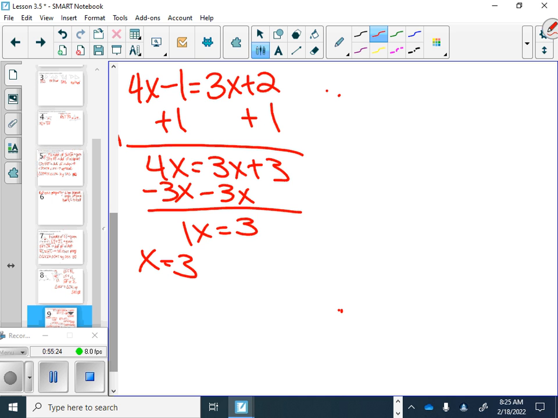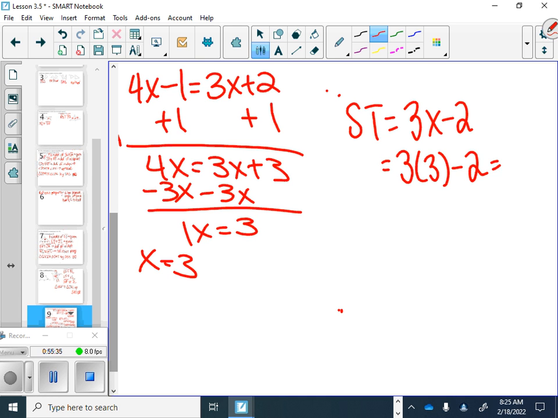And if I go plug that into ST, ST was 3x minus 2. So 3 times 3 minus 2 is, or plus 2, I'm sorry, plus 2 is 11, yes. So ST is 11. All right, any questions before we do this last problem? All right, let's do it.